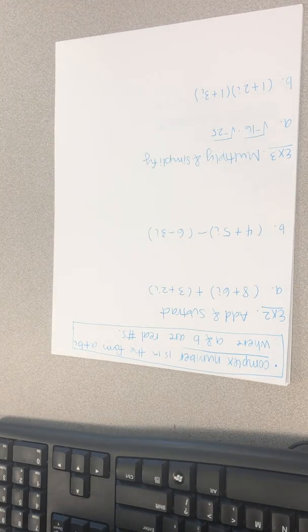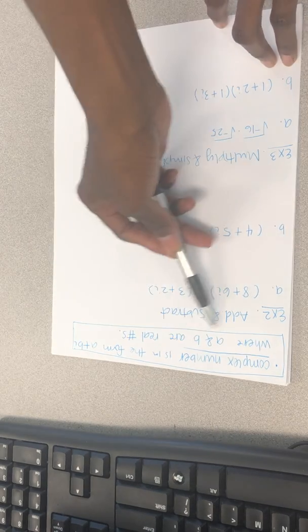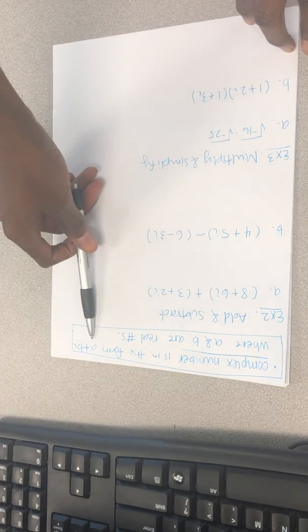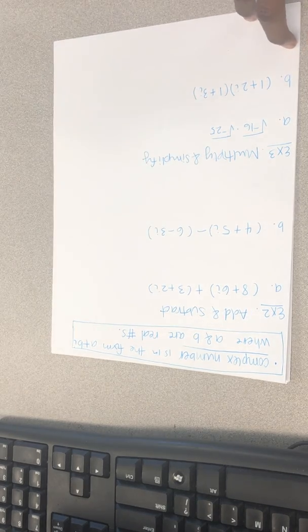Right, so next we have the definition for complex number, and that's going to be in the form a plus bi, okay, where a and b are both real numbers. a is going to be your real part, and then the b is going to be your imaginary part.